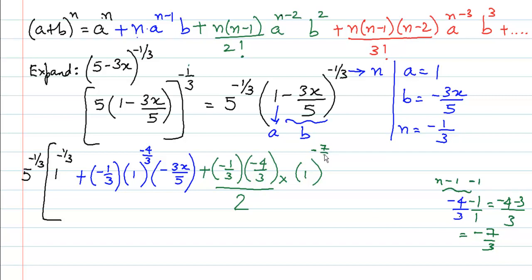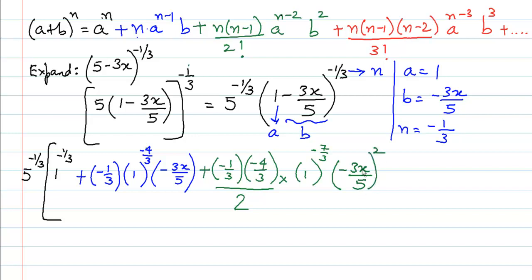Minus 7 upon 3. So if you see, our first one raised to was minus 1 upon 3, then we had minus 4 upon 3, then we had minus 7 upon 3. So you can see that the numerators are decreasing by 3 while the denominators remain 3. So using this logic we can continue and we can solve the next parts very quickly. The next part would be minus 10 upon 3. b squared. What is b? b is minus 3x upon 5, squared.